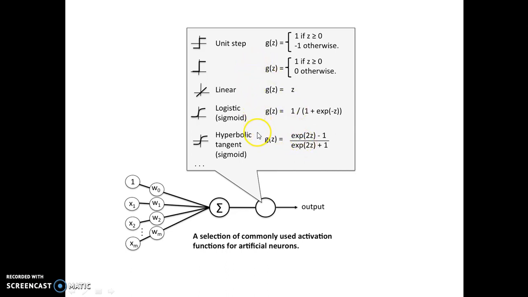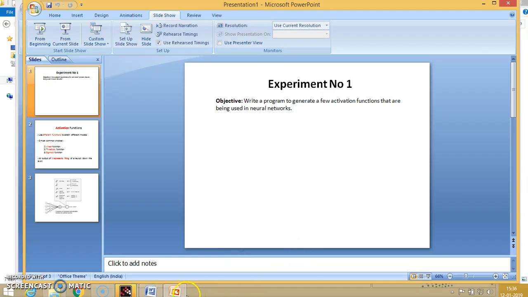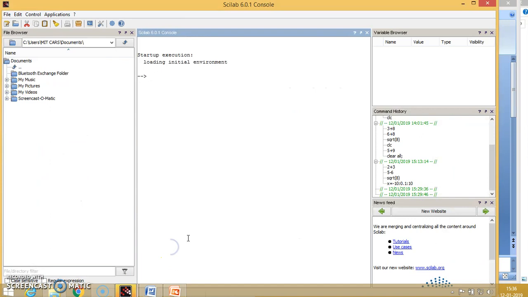Many more activation functions are available in neural networks, but here we are to write code for these activation functions. So we will move to the activation functions. We use Scilab for these, and for all the soft computing practicals. This is the Scilab environment. It has the file browser, console window, variable browser and command history.